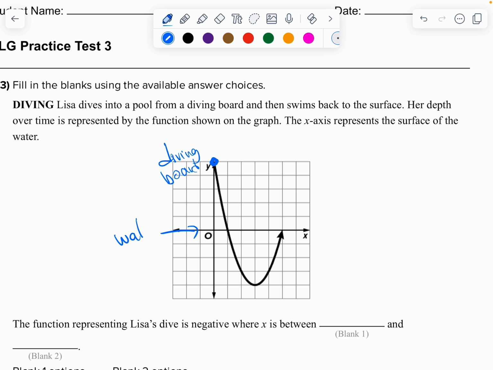Here's where she hits the water. Here's where she stops going, I don't know, lower. She probably doesn't hit the bottom of the pool. And then we're back up to the water.